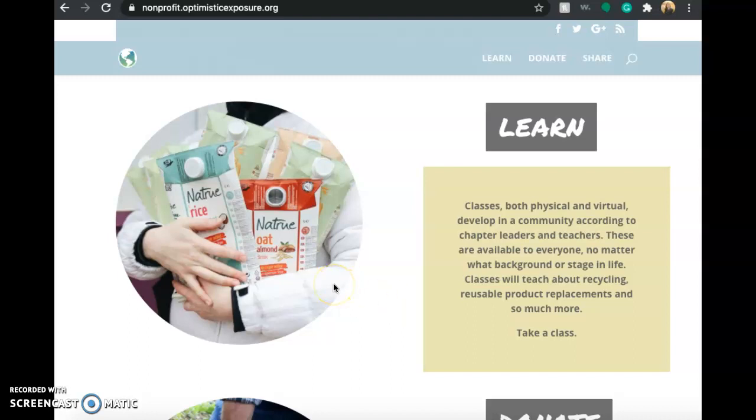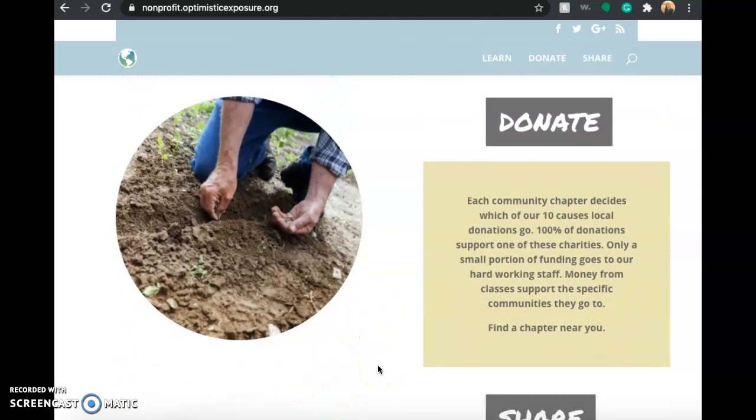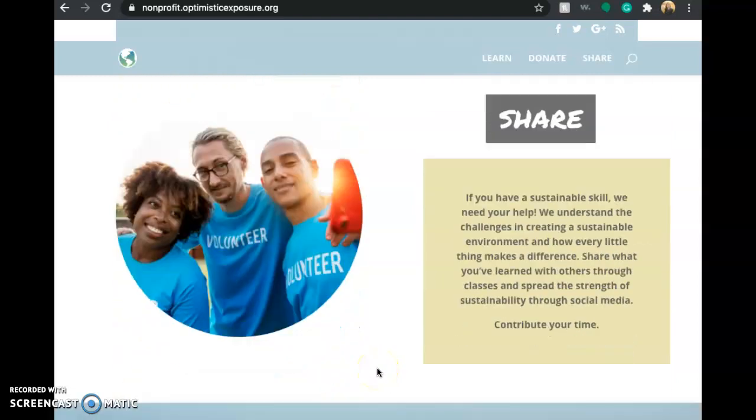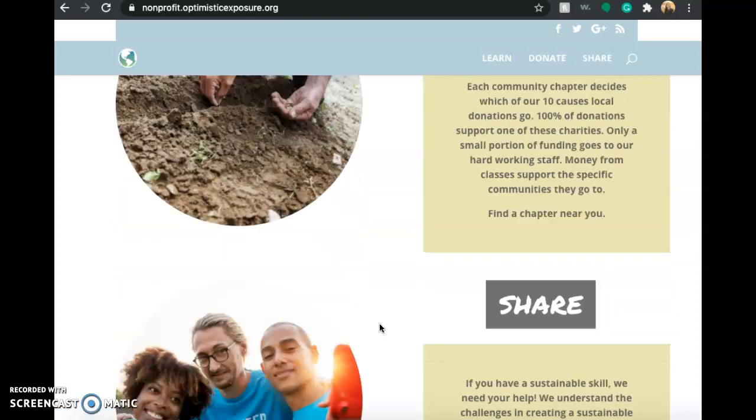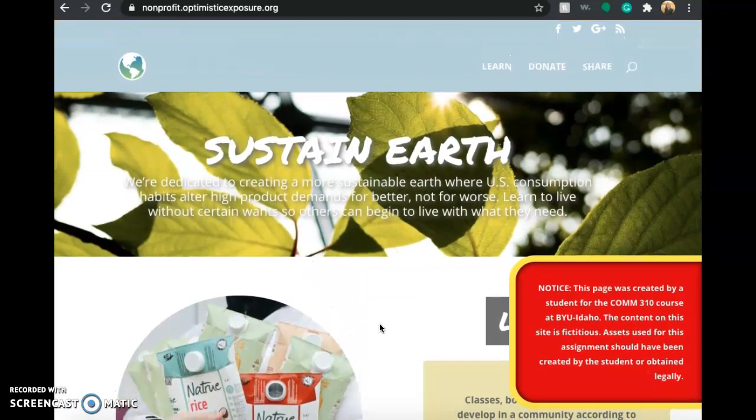Here we have a picture of a woman recycling, a man planting seeds, and a diverse group of volunteers willing to share and donate their time to this certain cause. These are elements all very important to the nonprofit organization. The color scheme as well of blue and green represents the earth.